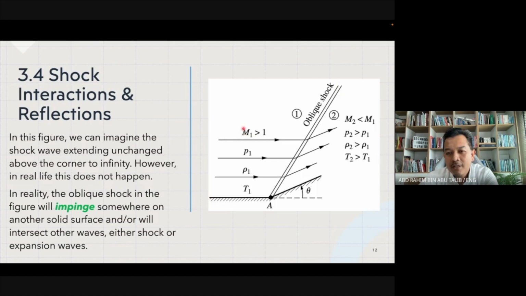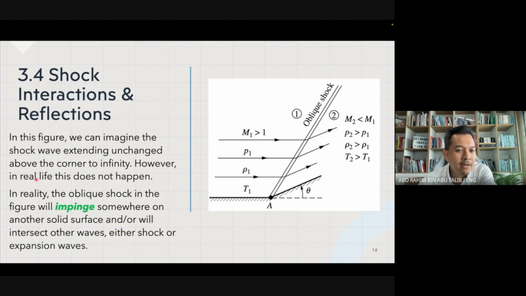So you can see here, this is at Mach number more than 1. We have the pressure, the density, and the temperature. And then we have the oblique shock being developed. And we have region 2, where M2 is normally less than M1, right? Because M1 is before the oblique shock. When the flow goes through the oblique shock, it is being reduced, right? Similarly with the changes of pressure, the pressure increases, the density increases, and the temperature also increases, right?